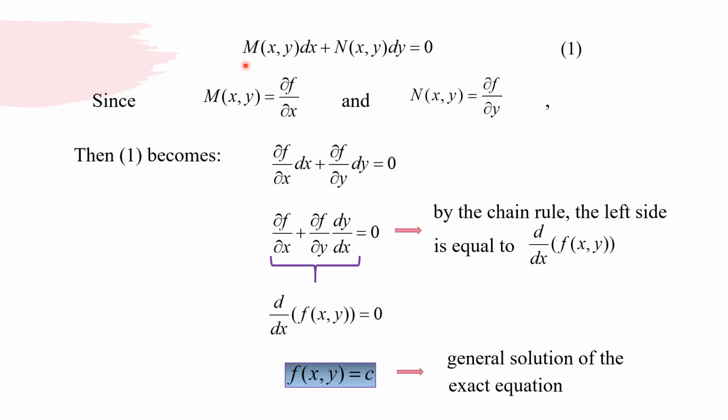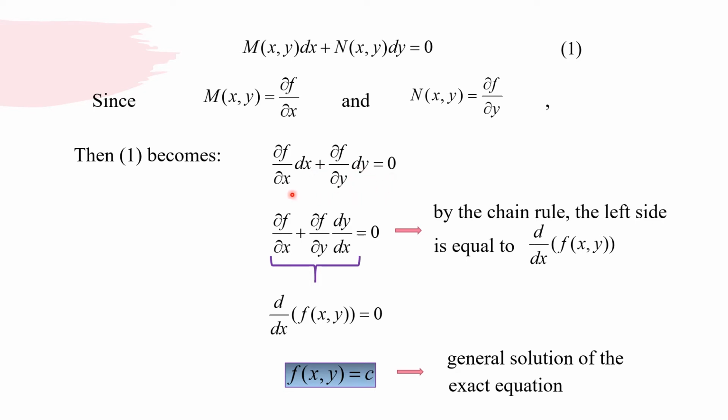Consider an exact equation in the form of M(x,y) dx + N(x,y) dy = 0. Since this equation is exact, by definition M(x,y) equals ∂f/∂x and N(x,y) equals ∂f/∂y. Now, substitute ∂f/∂x into M and ∂f/∂y into N so that this equation can be rewritten as ∂f/∂x dx + ∂f/∂y dy = 0.